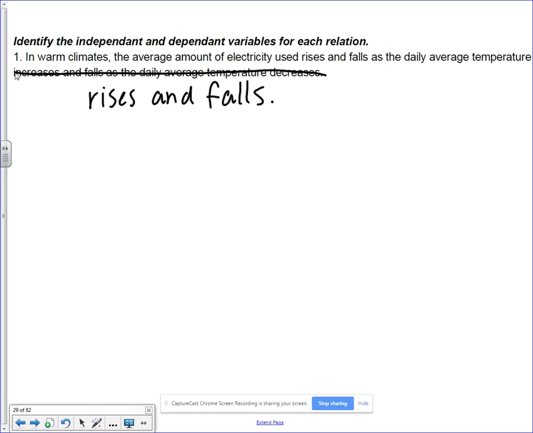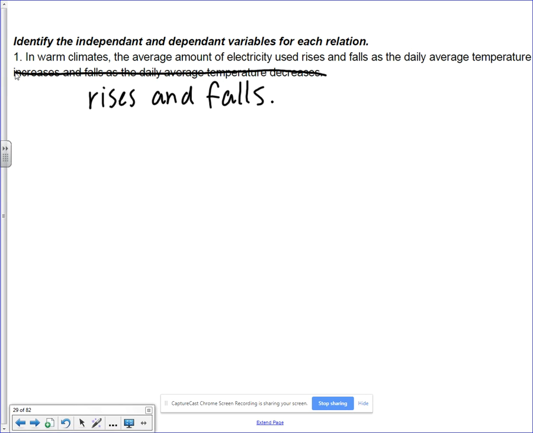All right. So your directions say identify the independent and the dependent. Basically, that means figure out which part of this problem influences the other part of the problem. Make sense? I'm going to give you an example, and then we're going to look at this one. The more time you study, the better your grade will be. So the time that I study influences my grade. Does that make sense?